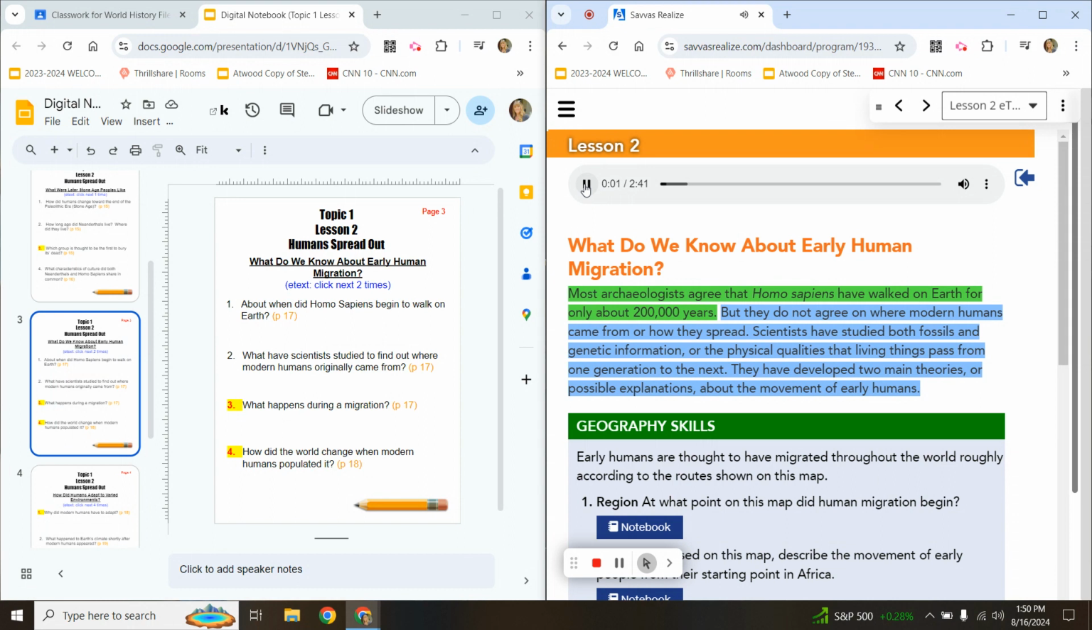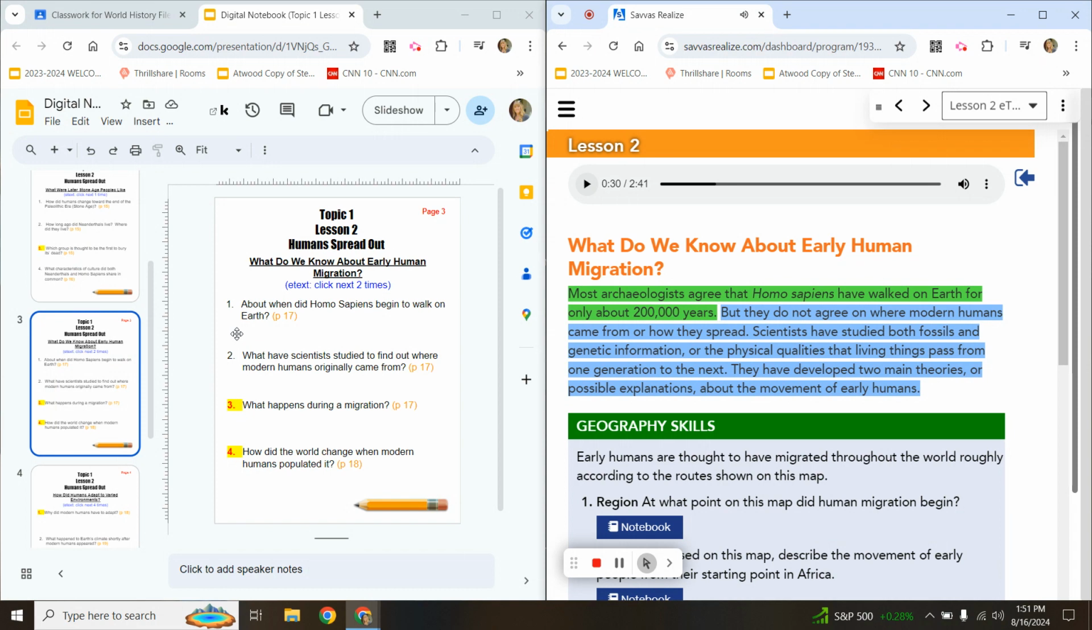What do we know about early human migration? Most archaeologists agree that Homo sapiens have walked on Earth for only about 200,000 years. But they do not agree on where modern humans came from or how they spread. Scientists have studied both fossils and genetic information, or the physical qualities that living things pass from one generation to the next. They have developed 2 main theories, or possible explanations, about the movement of early humans.